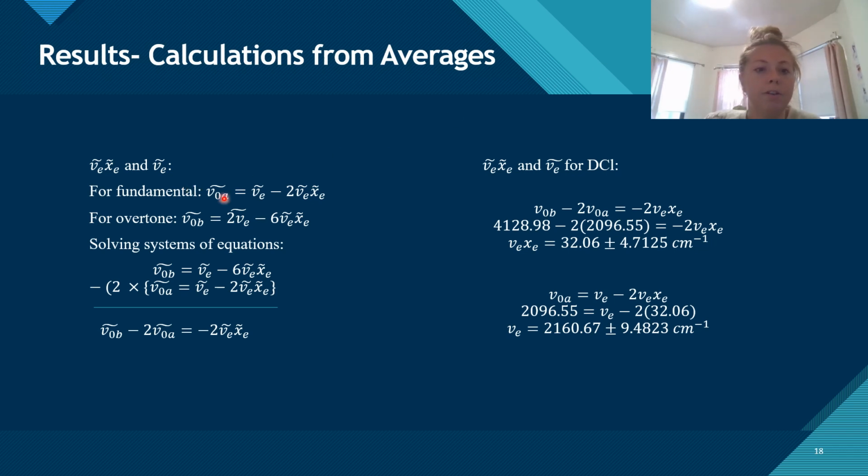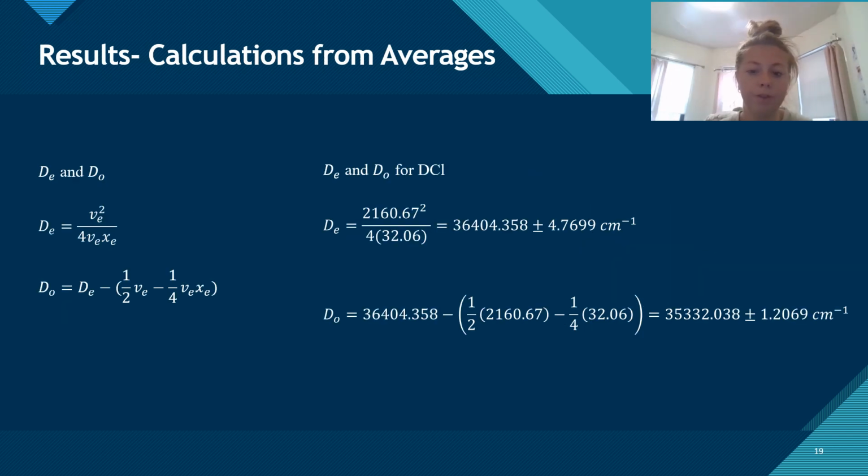So we were given two equations for the fundamental and for the overtone transitions, and then we used a system of equations to solve for V sub E, X sub E, which I did over here for DCl. And then once you knew V sub E, X sub E, you were able to plug in and solve for V sub E. And this V sub O A is for the 0 to 1 transition, and the V sub O B is for the 0 to 2 transition. So this would be your overtone, and this would be your fundamental.